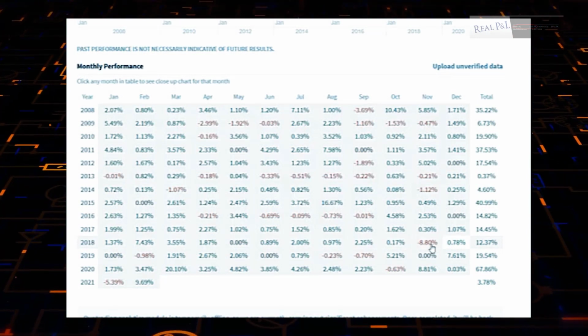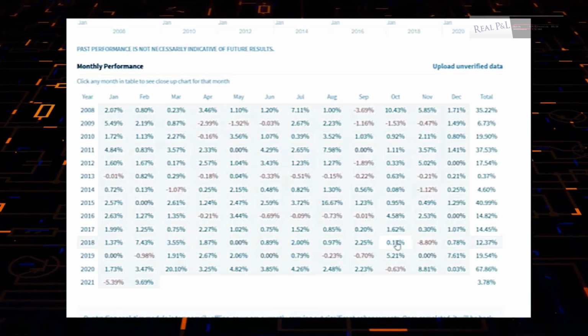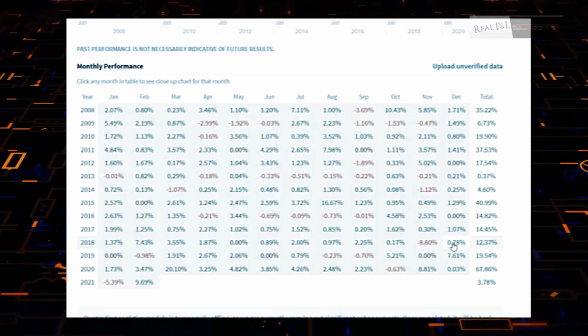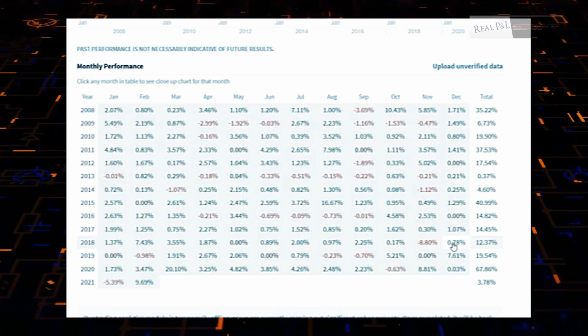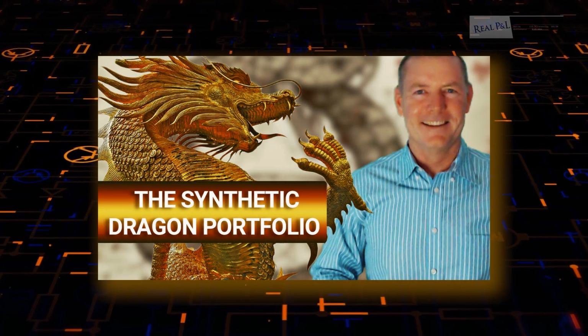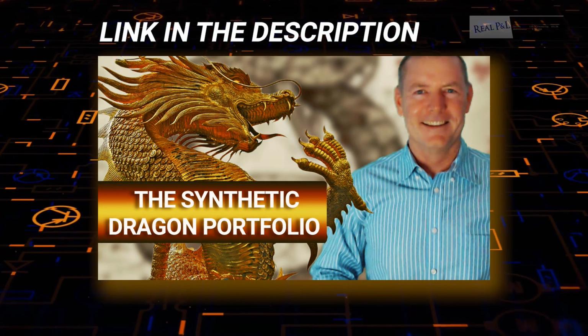Now I'm still in the process of moving this account from Interactive Brokers to Thinkorswim, and the reason is that Interactive Brokers recently increased their margin requirement, which means I would have to lower my sizing in order to stay with them, and lowering my size would also lower my returns. So next month I plan on showing my results for the synthetic dragon portfolio in a Thinkorswim account.